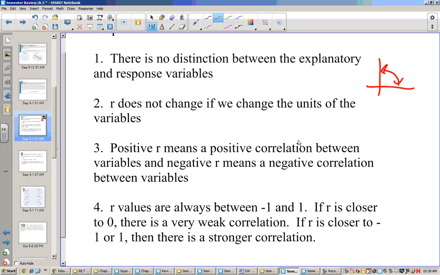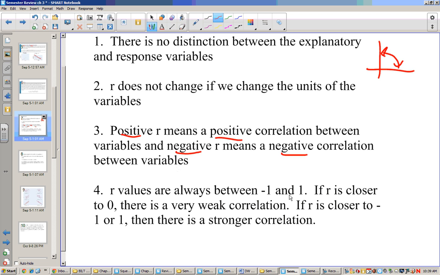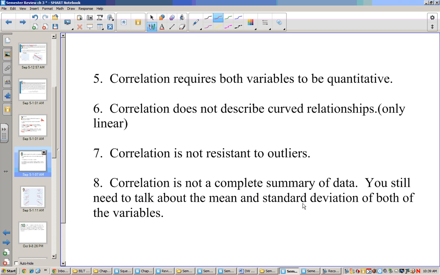A positive R means there's a positive correlation, and a negative R means there's a negative correlation. So positive R means it's going up, negative R means it's going down. R is always between negative 1 and 1. If R is closer to 0, it's a weak correlation. If it's closer to 1 or negative 1, then it's a stronger correlation. Also, correlation requires both variables to be quantitative. You cannot use categorical variables with correlation.